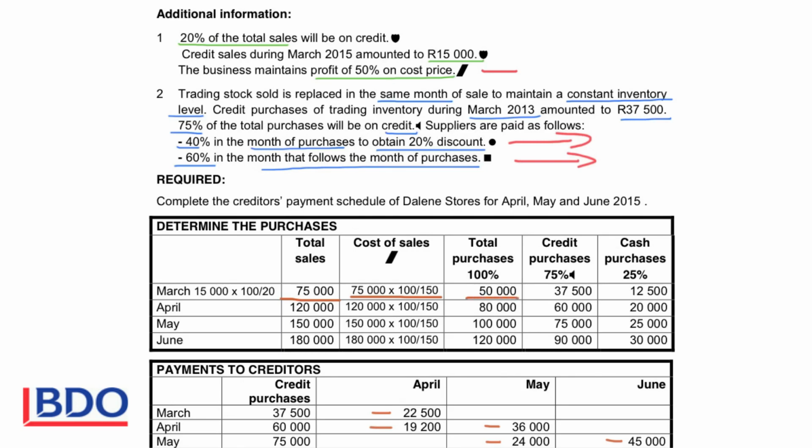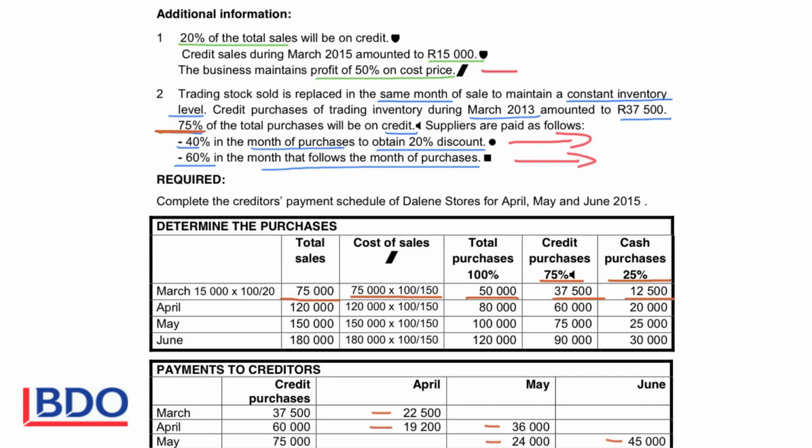Of the total purchases, 75% of the total purchases is on credit and 25% is for cash. So I will work out 75% of 50,000, giving me 37,500. And 25% of 50,000 will give me 12,500.